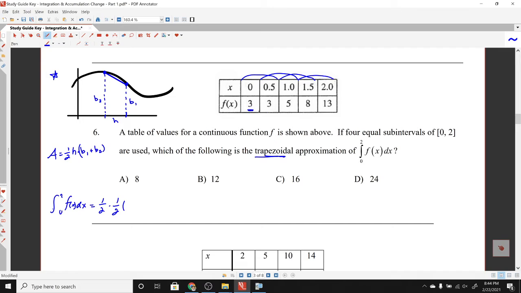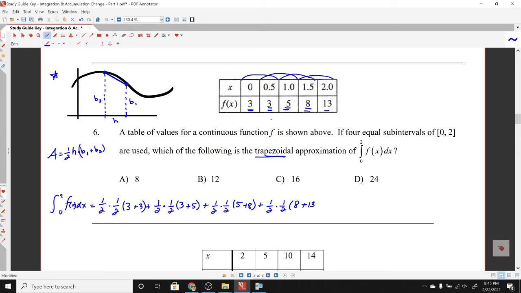Now base 1 is the first y coordinate, base 2 is the second y coordinate, so we're going to go 3 plus 3, plus next trapezoid, 1/2 times the height, which is 1/2, times the sum of those function coordinates, sorry, y coordinates, which is 3 and 5, plus 1/2 times 1/2 times the sum of the two bases here, which are 5 and 8, plus 1/2 and 1/2 times the last two bases, 8 and 13.